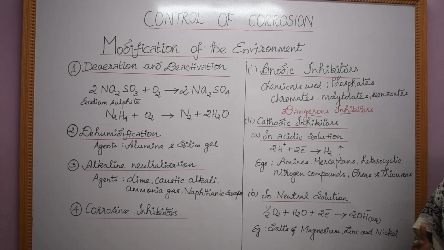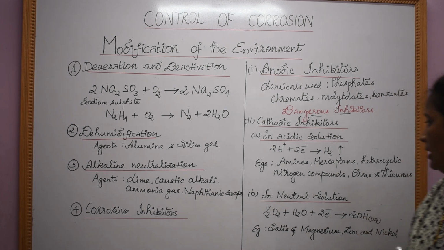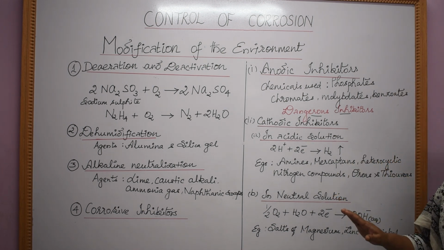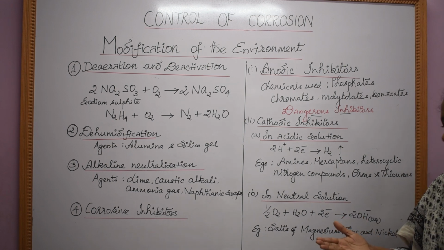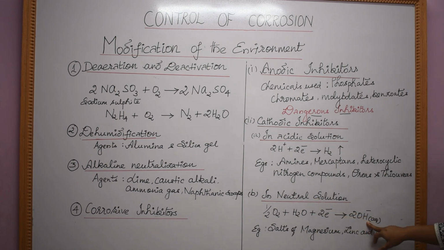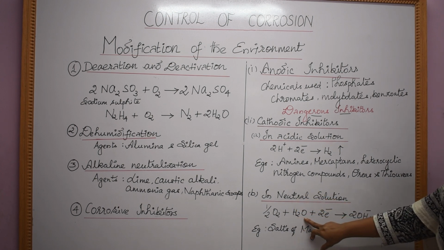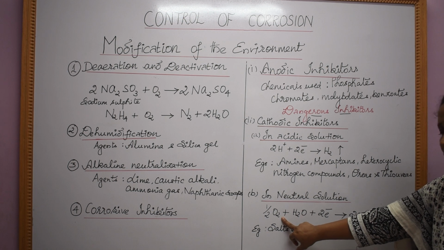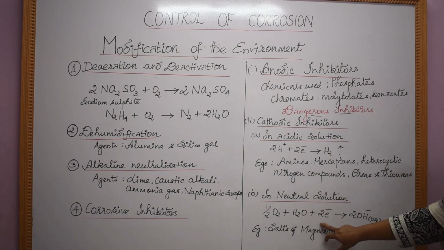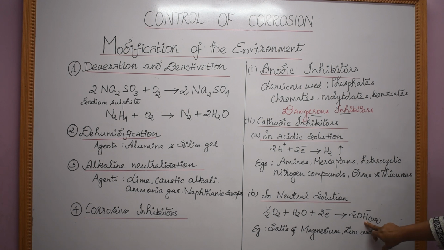Suppose the corrosive environment is neutral in nature. What is the cathodic reaction that is happening? We know it is the formation of hydroxide ions at the cathode, because it is a neutral environment, with the presence of oxygen and electrons from the anodic region. So hydroxide ions, OH minus, will be produced in the cathodic region. For this type of neutral corrosive environment, we use salts of magnesium, zinc or nickel.